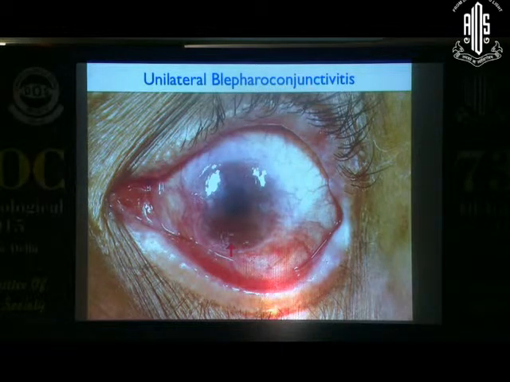This is a case diagnosed as unilateral blepharoconjunctivitis. Does the audience agree to that? No? Corneal OSSN, exactly. So what the physician really missed was the presence of the keratin. You can see specks of keratin in this diffuse involvement of the cornea and the conjunctiva. This was in fact corneal SCC.